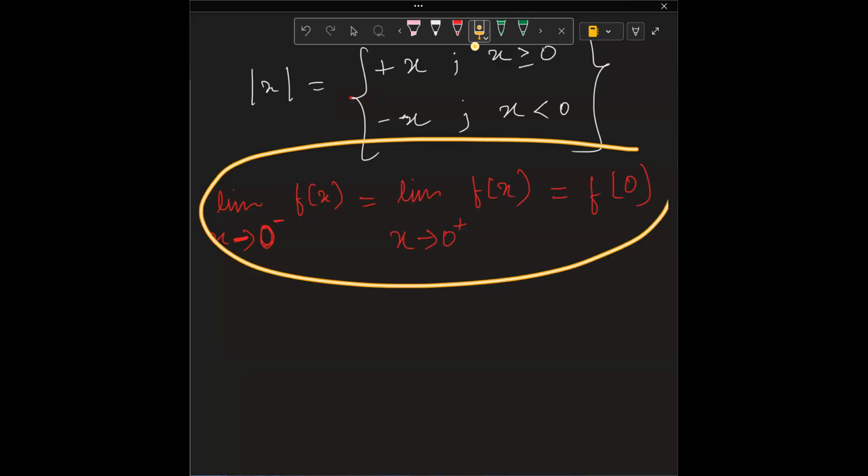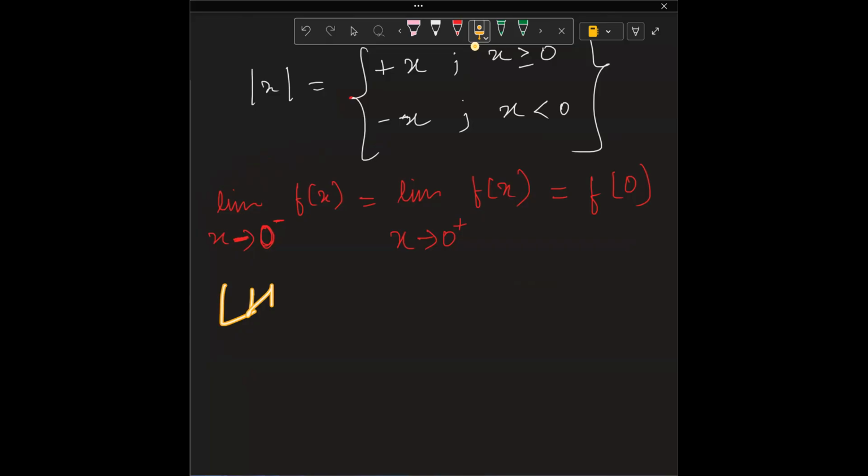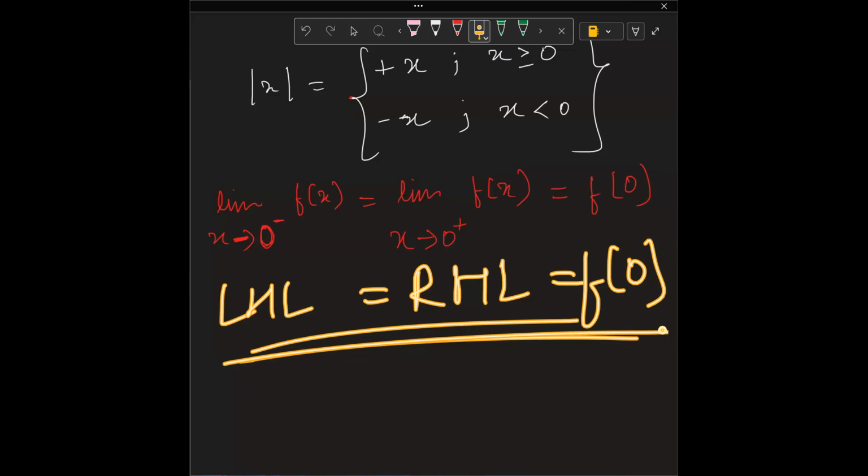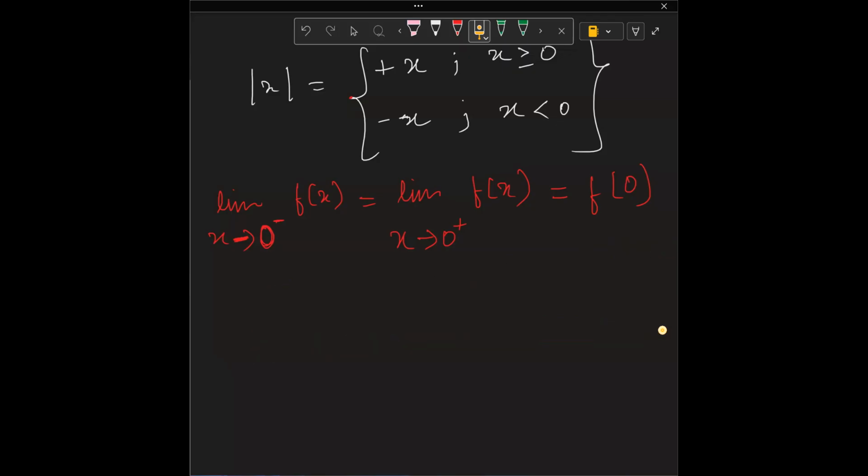You have to prove that your limit as x tends to 0 negative, that means your LHL, is equal to RHL, that is left hand limit, and that should be equal to the function at that particular x. If this condition is satisfied, then only you can say that your function modulus of x is continuous at that particular x, that is x equals 0. समझ आया? Yes, sir. So now how will you check this?